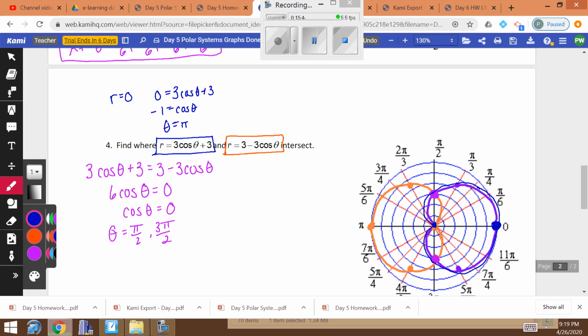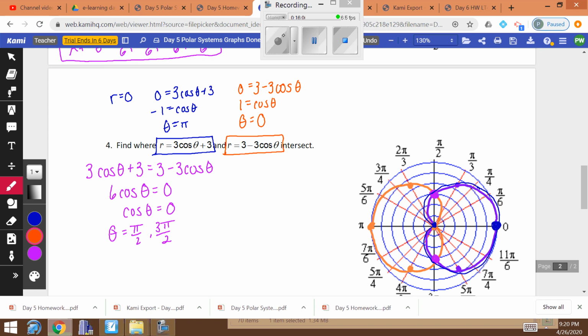Now, if I look at the graph in orange, again, if we want to know still where r is 0, that's where it crosses through the pole. Subtract the 3, divide by -3. We're solving where cosine is -1. That is, at theta equals 0 here.